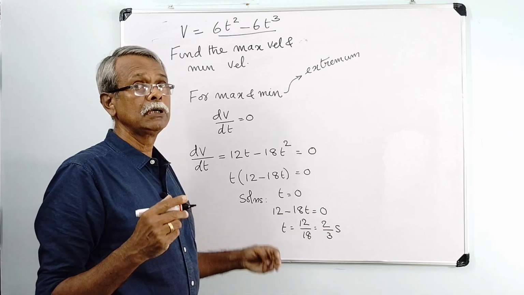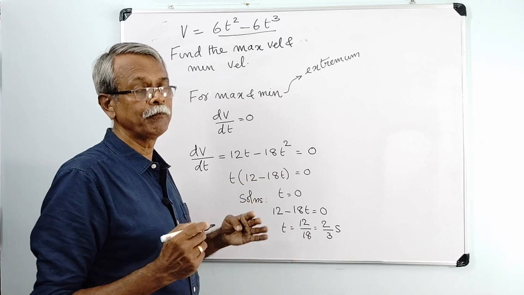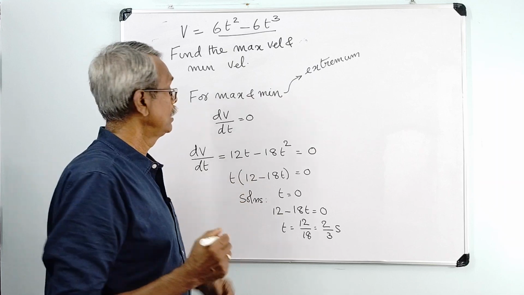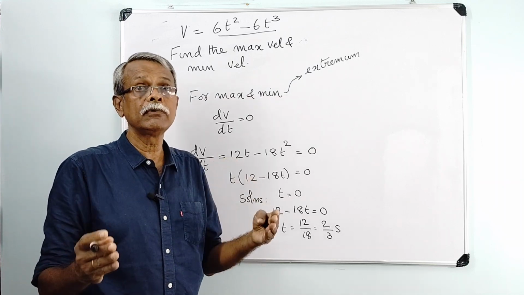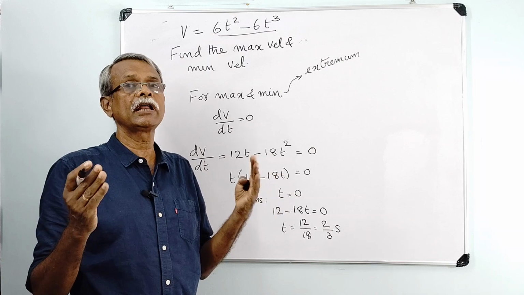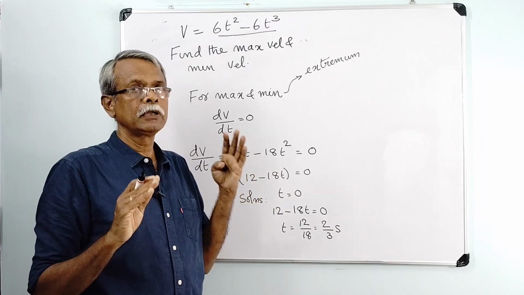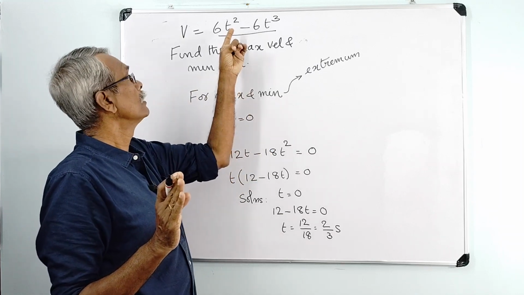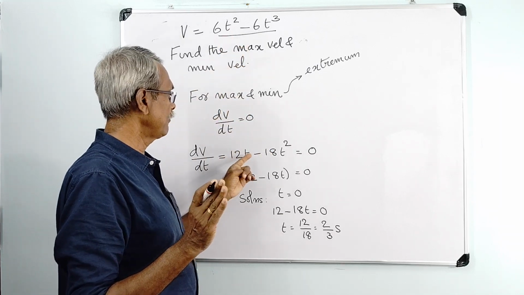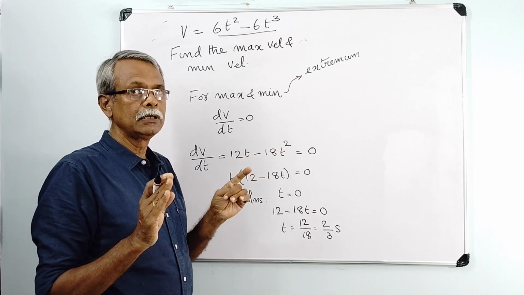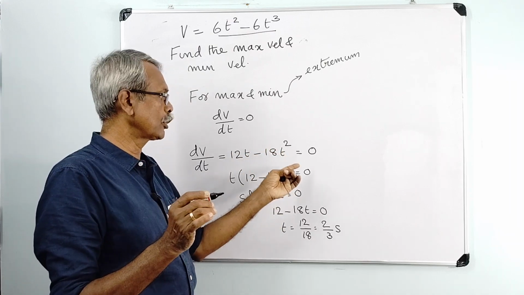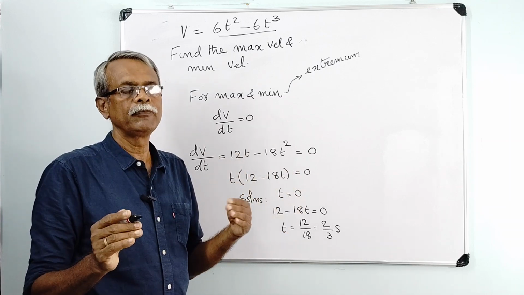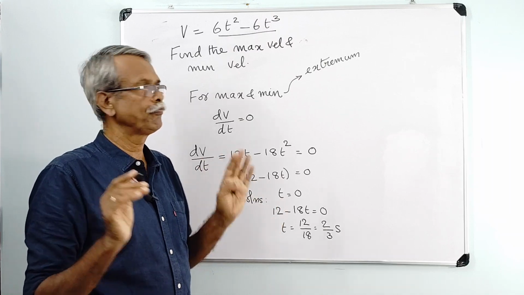Now we have to find out which is maximum and which is minimum. And we know that for that we have to take the second derivative. When the second derivative is negative, it is a maximum, and when the second derivative is positive, it is a minimum. The method is very simple. You take the second derivative of 12t minus 18t square, and substitute the value of t equal to 0 there. Check whether it is positive or negative. If it is positive, it is minimum. If it is negative, it is maximum.